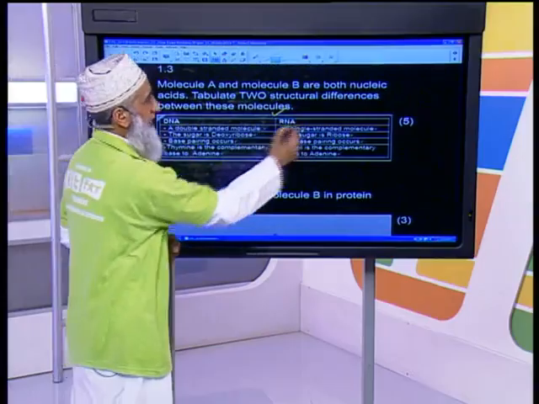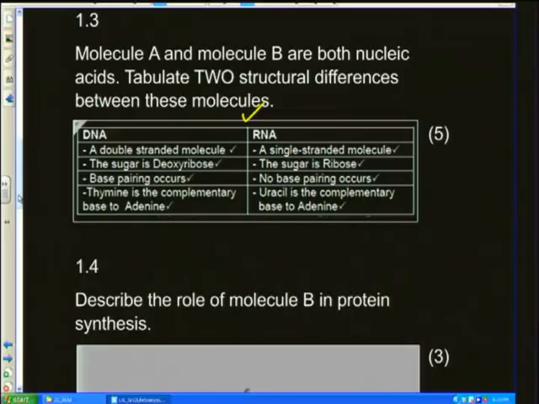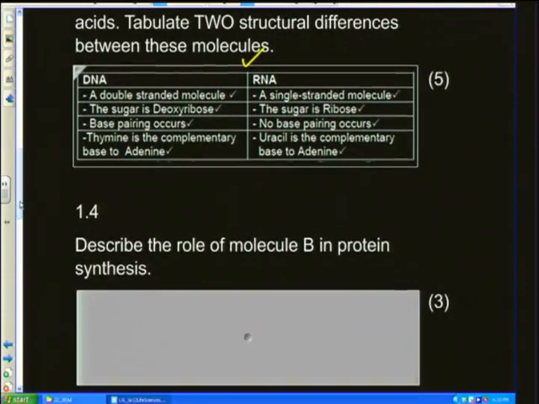So double-stranded molecule, single-stranded. We can see that already in the diagram. Secondly, the sugar, but they didn't say visible difference. If they said visible, you cannot use the second one. The sugar is deoxyribose in DNA, and in RNA it's ribose. Base pairing occurs. No base pairing occurs. Obviously, if it's single-stranded, it can't be base pairing. Generally, these two will go together, but we're using them there.